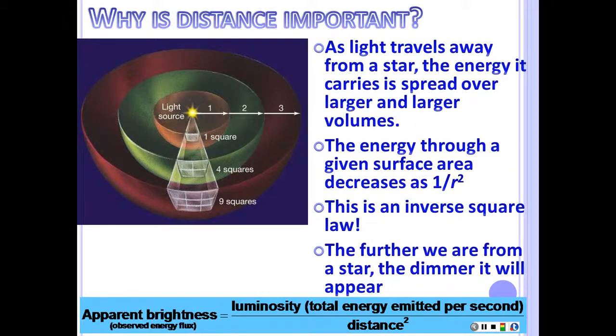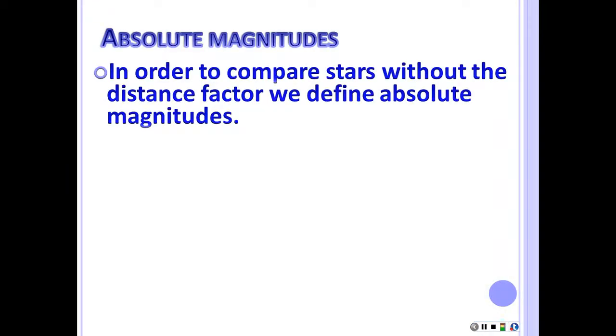And so the further away something is, the fainter it is, and we need to account for that if we want to understand what stars are. So that brings us to the idea of an absolute magnitude. What we want to do is to take how bright the star looks and combine it with its distance.